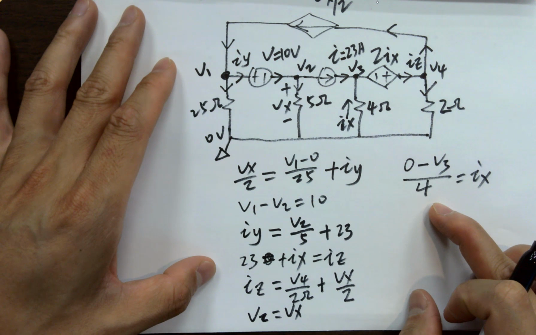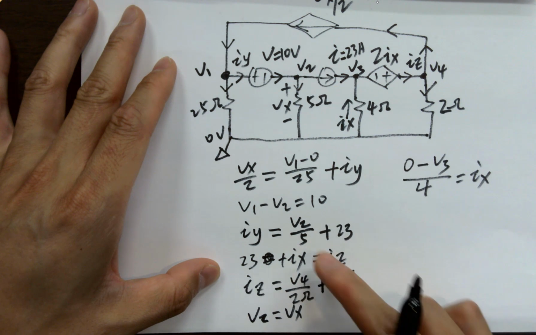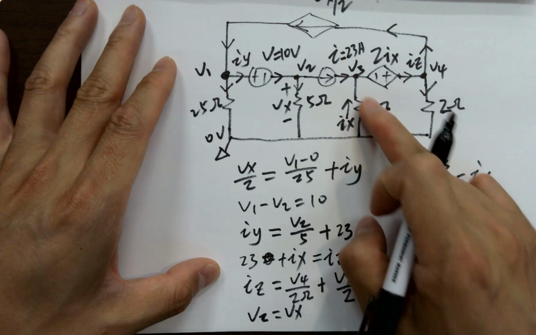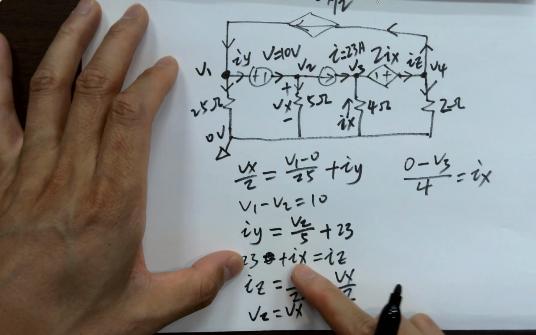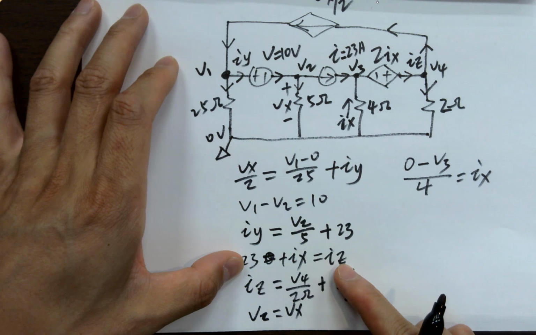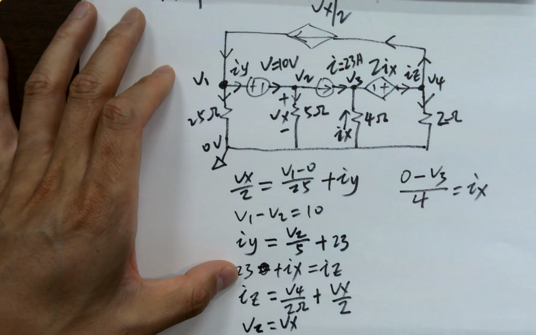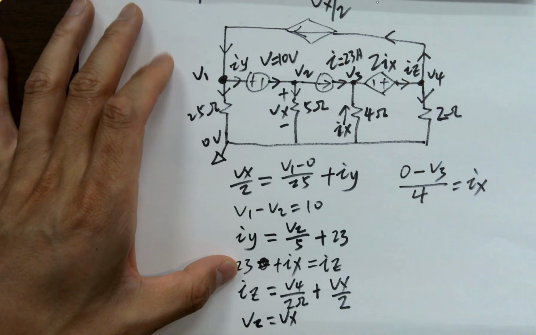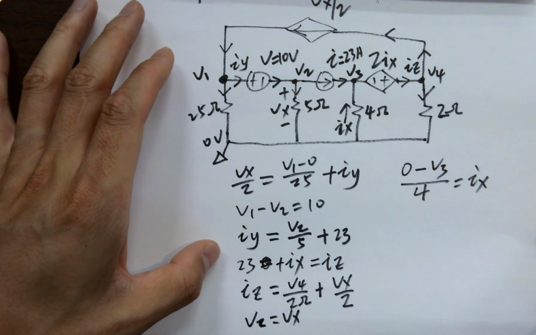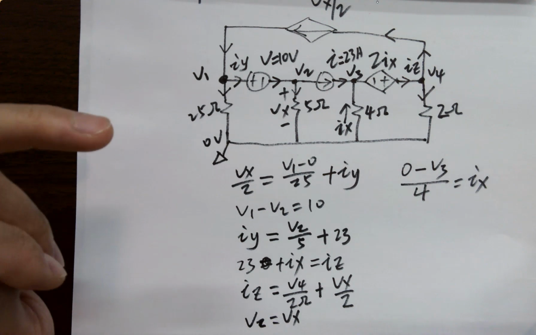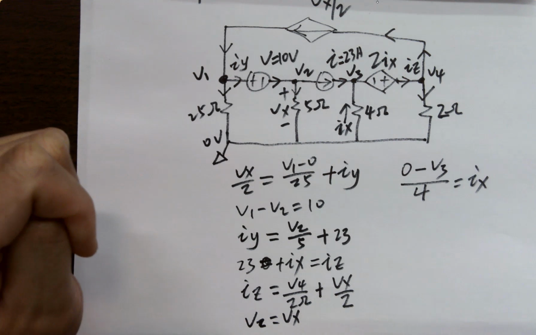I think this one is already addressed here. Have we done that? Did we miss anything? So 23 amps plus Ix. Oh yeah, we haven't, but we should include this one here as well, because that's Ix. Anything else? I think that's it. So we have 1, 2, 3, 4, 5, 6, 7. V1, V2, Vx, Ix, Iy, Iz. 6 variables, 7 equations. Definitely can solve for that.